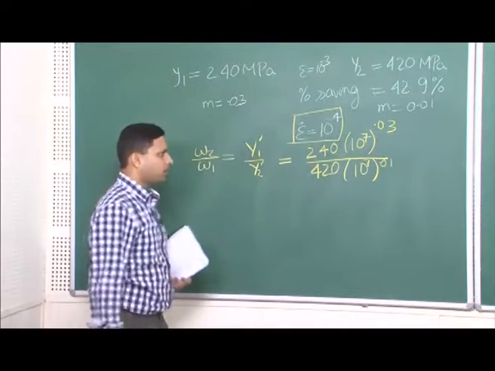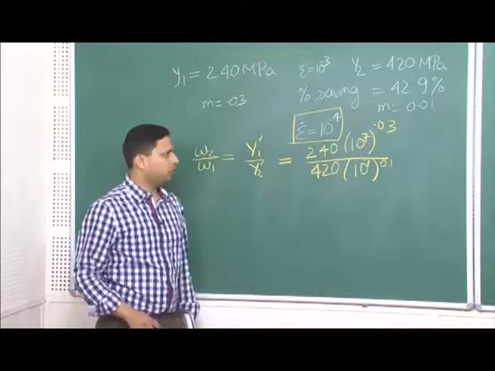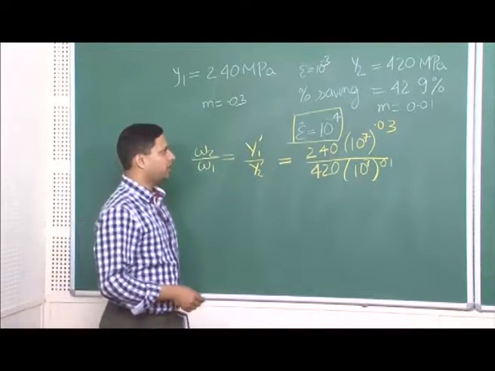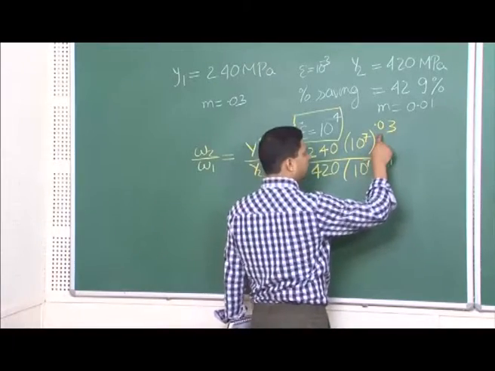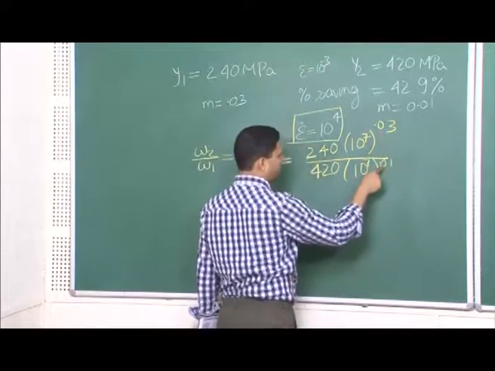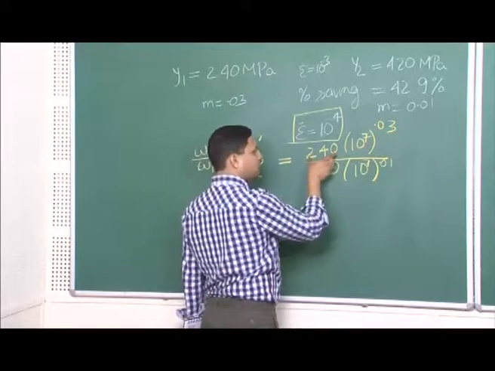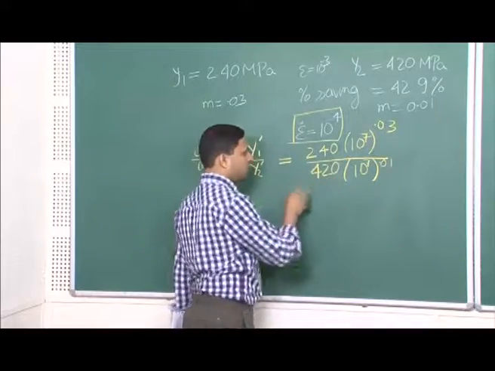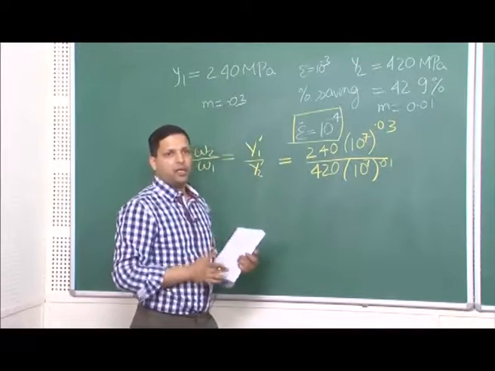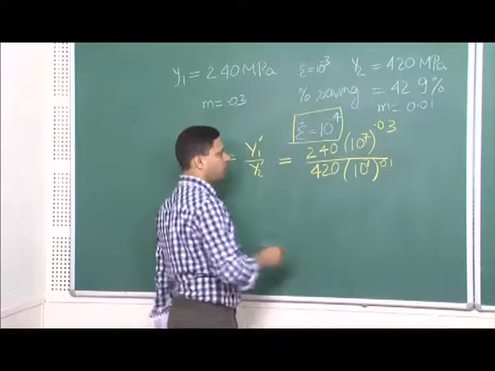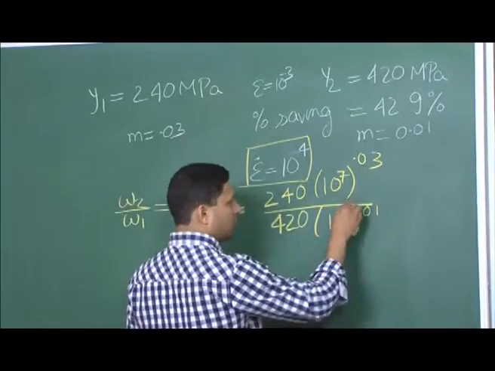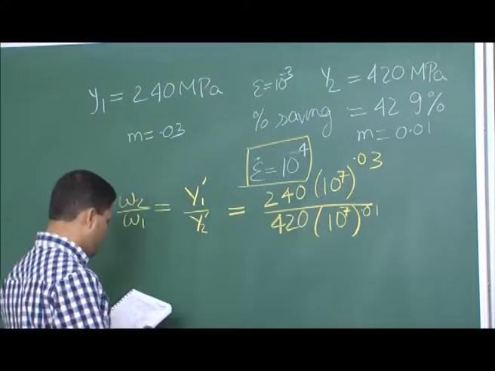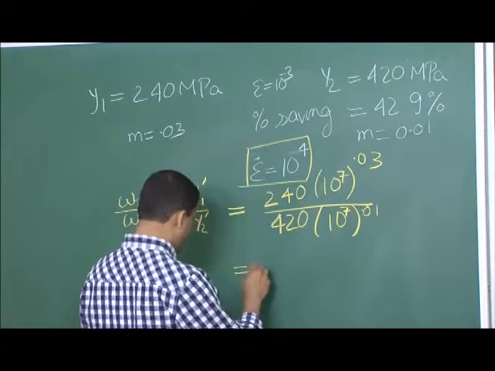Now, you remember I also told you that just by looking at the problem, you should be able to guess whether the percentage saving will increase or decrease. We said that since this is 0.03, which is higher than 0.01, this yield strength will increase to a much larger value than the increase in this one, and therefore, the difference between the yield strengths will decrease, and therefore, the percentage saving would also go down. Now, here is what we will see.